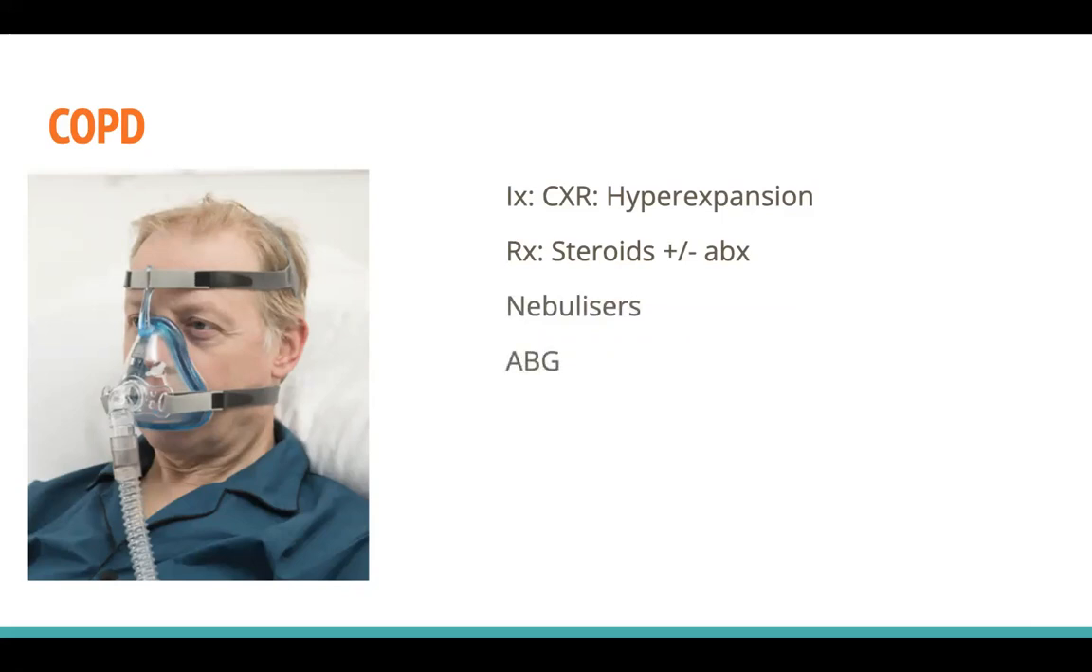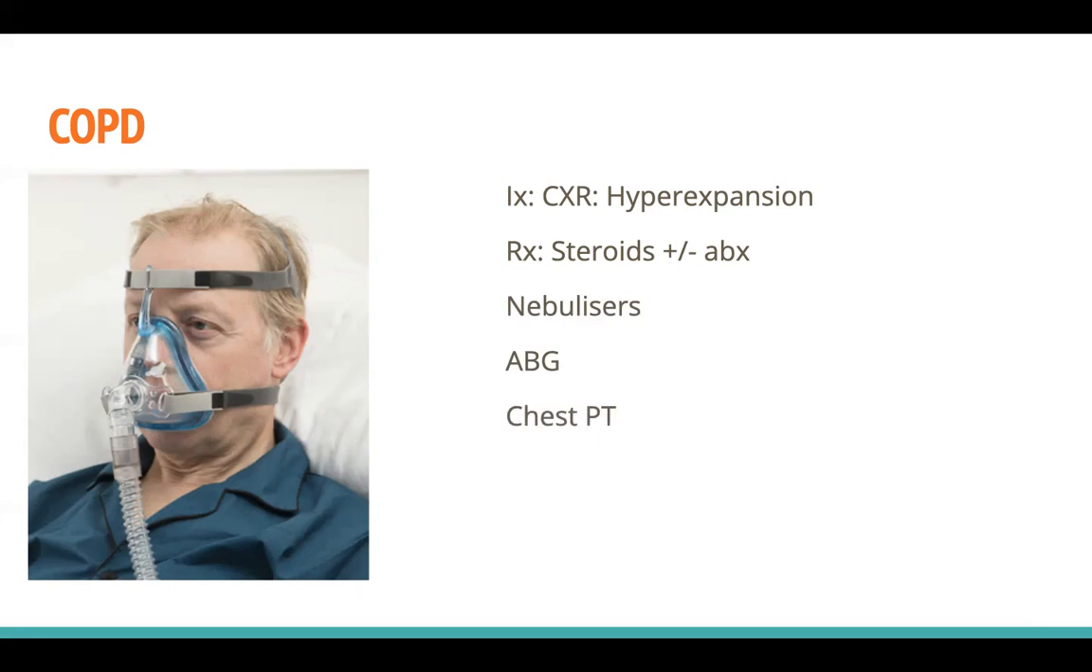So the treatment essentially is to give steroids, give antibiotics if appropriate, and give nebulizers. You would do an ABG at the onset to make sure that the CO2 and the pH are within normal limits. At this point, you would give them an hour of medical management and then recheck the ABG.